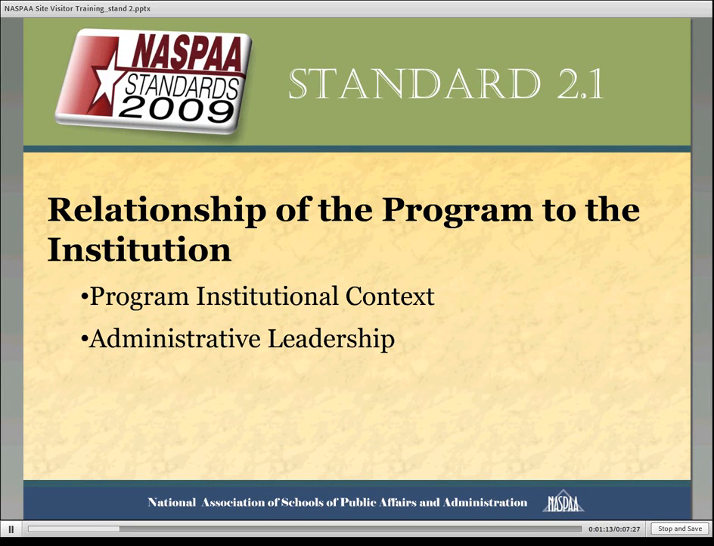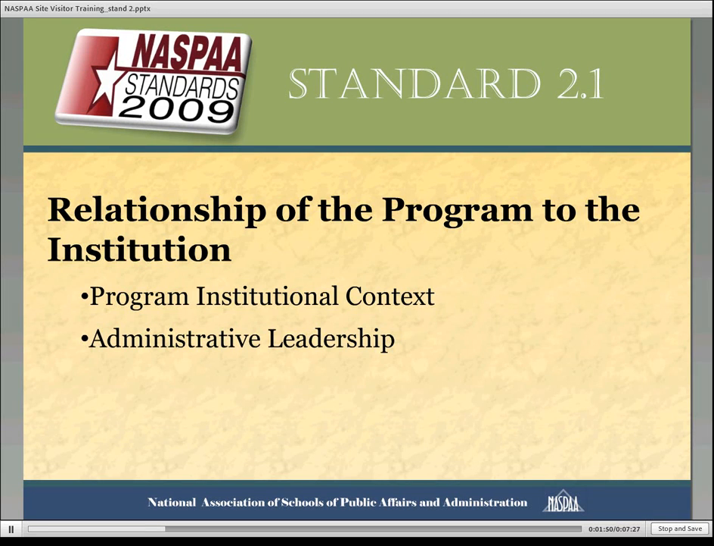The important part of this particular standard has to do with understanding how the program is situated within the university or college that it's located. And there are a number of options that colleges or programs have with their colleges and universities: standalone institutions and public affairs programs housed within a college, maybe its own college or another college, or connected with another department or jointly connected with another department. So it'll be important for the site visit team to understand the institutional context in which the program is situated.